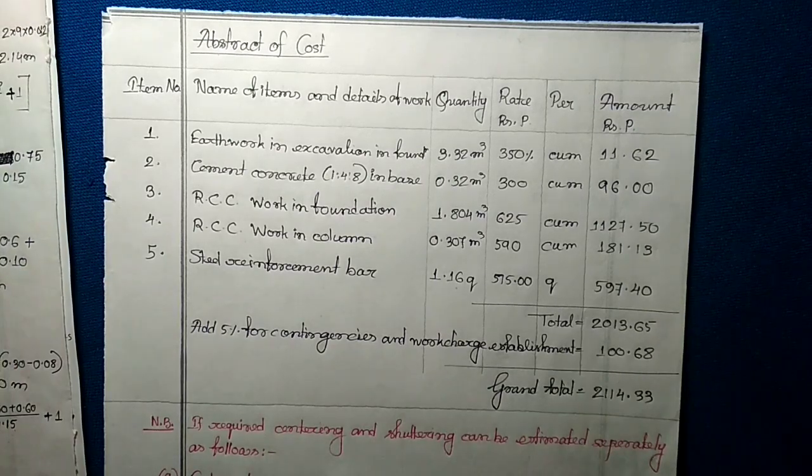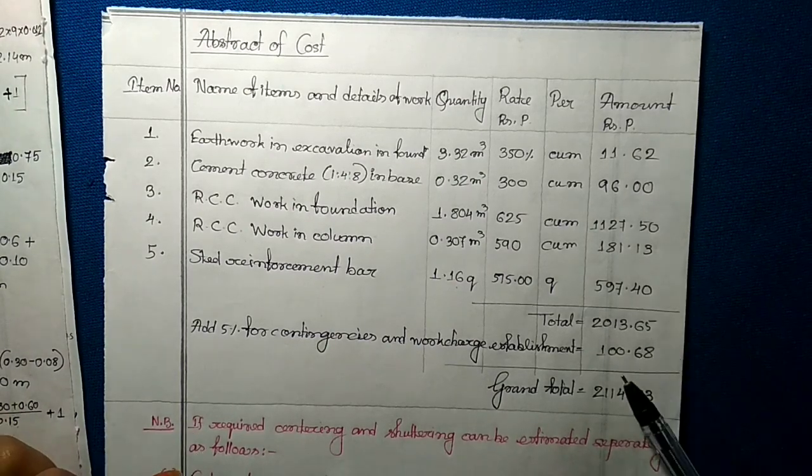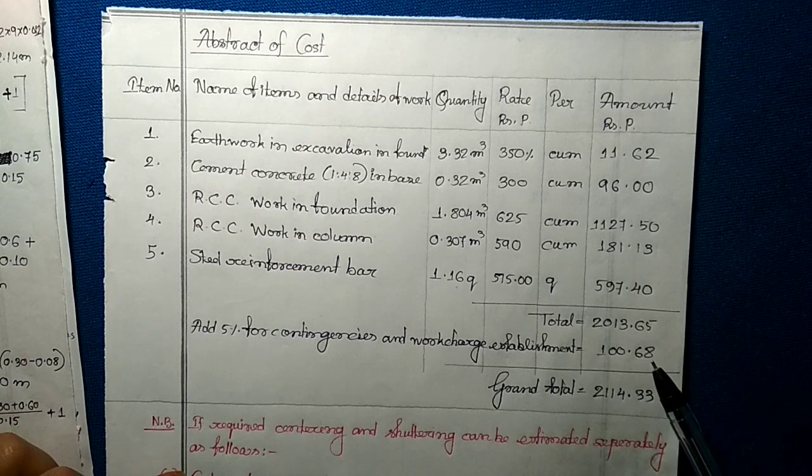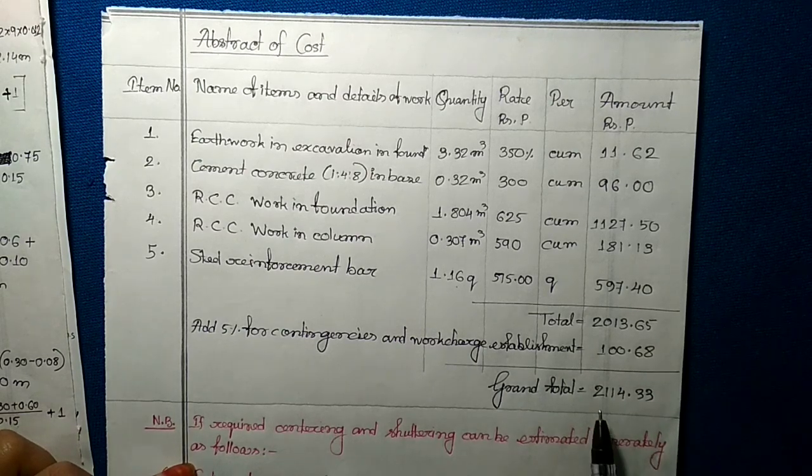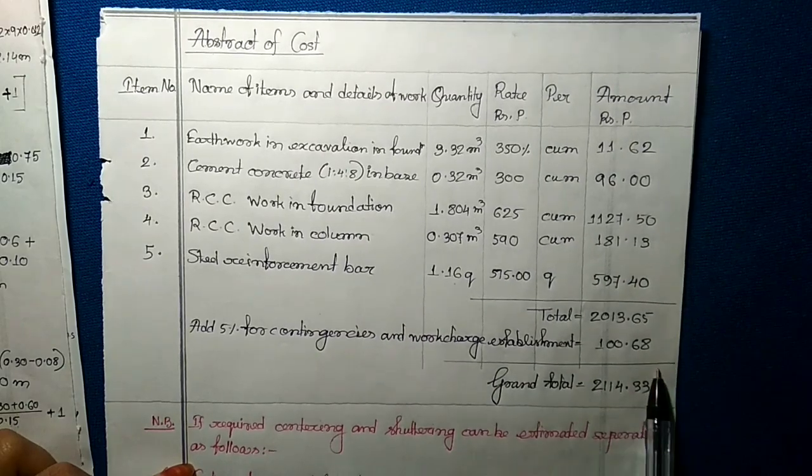After getting the total amount, we need to add 5% on the total amount for contingencies and work charge establishment. So the 5% of this amount is 100.68, so grand total is 2,114 rupees and 33 paise. Okay, this is the estimated cost.